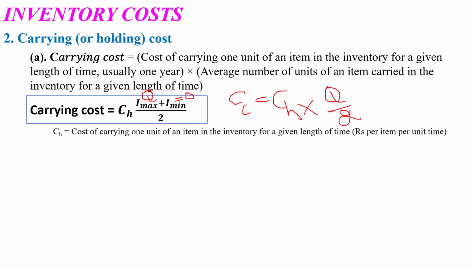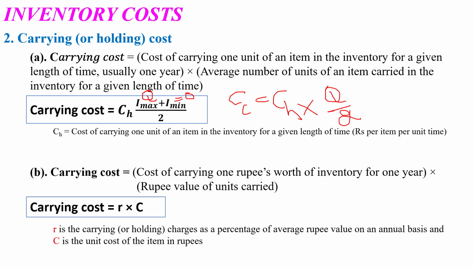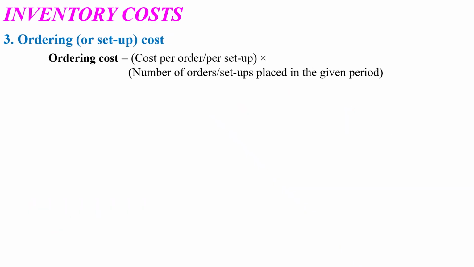And second formula is the carrying cost equal to R into C, where R is the carrying charges as a percentage of average rupee value on an annual basis, and C is the unit cost of the item in rupees. Next one is the ordering or setup cost.